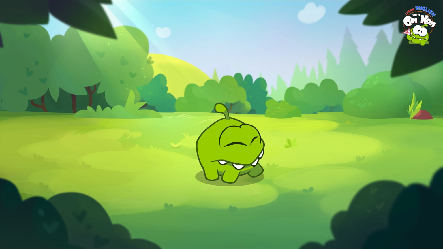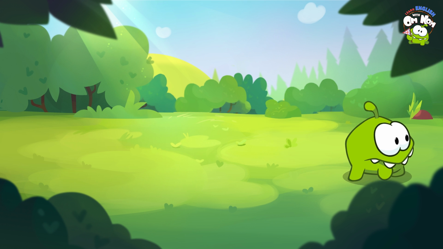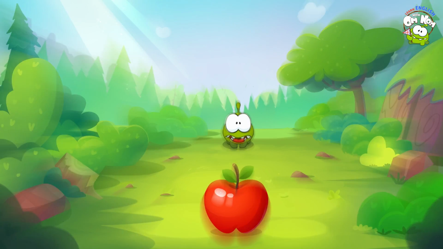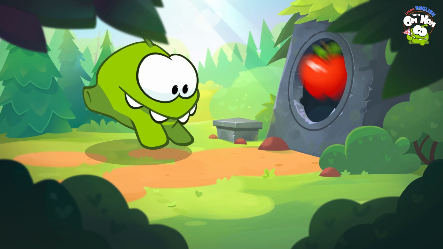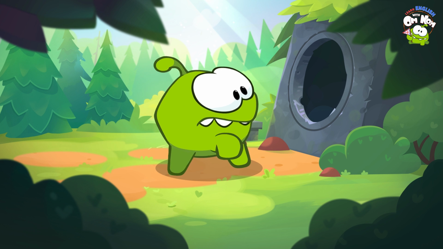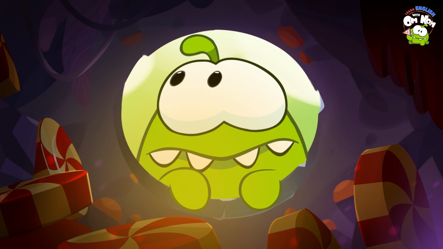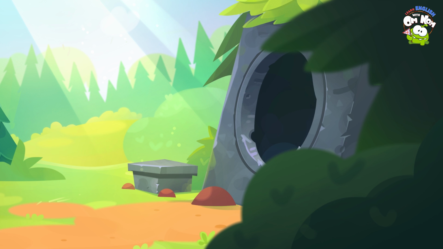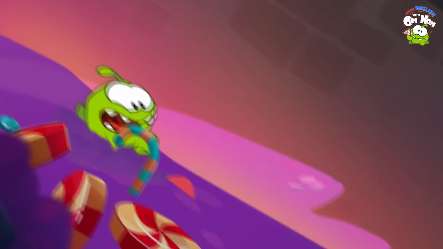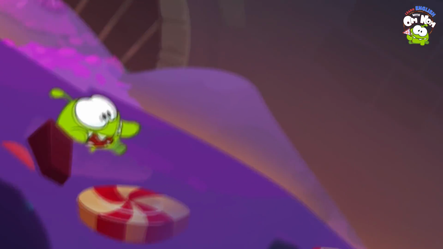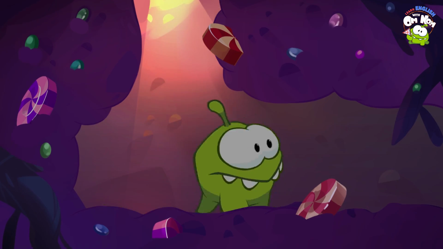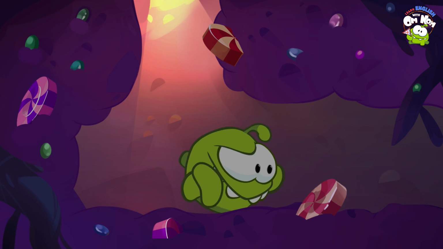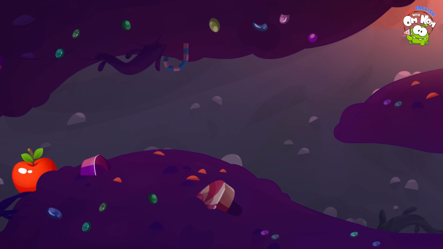Ooh, what is Om Nom looking for? An apple! Wow! Where did it go? Keep looking. Om Nom is falling! Whoa! There it is! Om Nom is chasing!